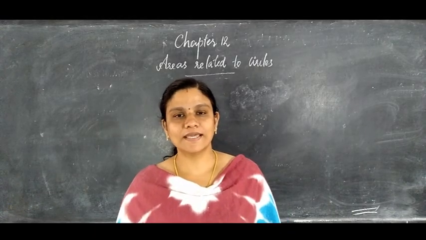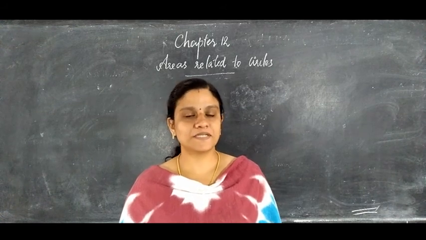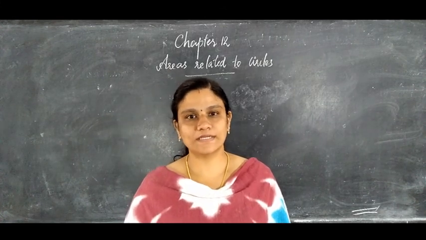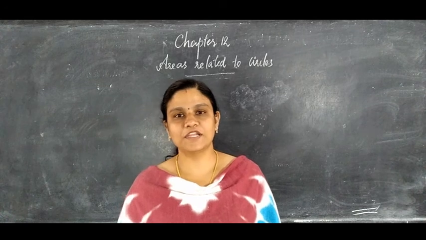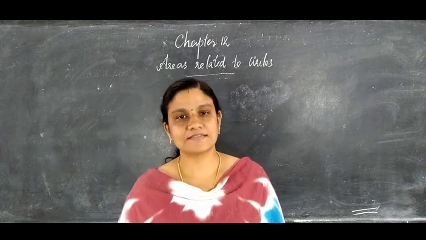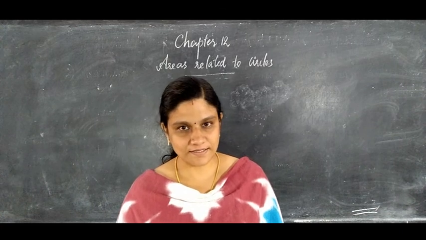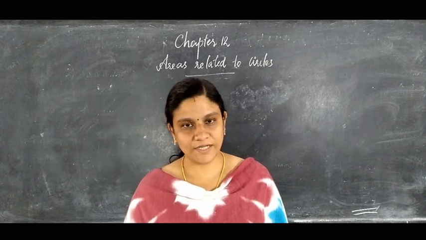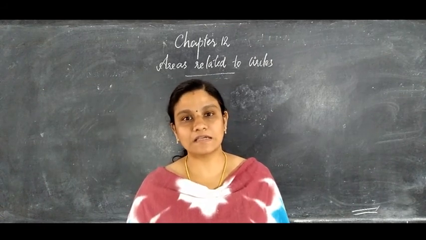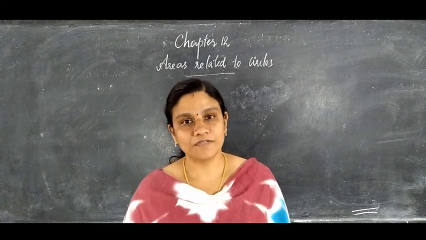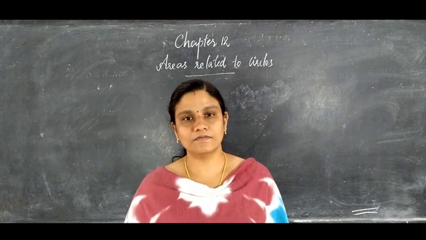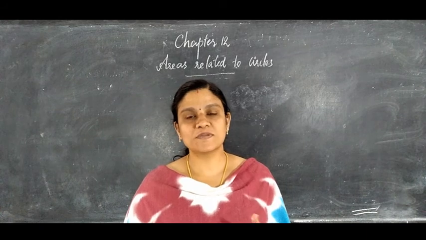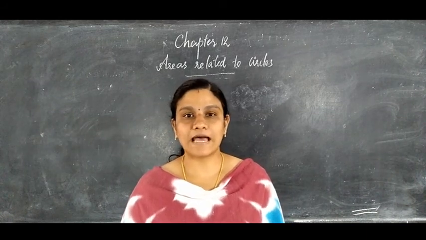Dear students, today let us begin a new chapter, chapter 12, areas related to circles. You have already learned in your lower classes how to find the area and perimeter of simple plane figures such as rectangles, squares, parallelograms, etc. And also you have learned how to find the area and perimeter of circles. So in this chapter, first of all, we will recall how to find the area and perimeter of the circle, and later we will apply this knowledge to find the area and perimeter of two special parts of circles such as sector and segment.